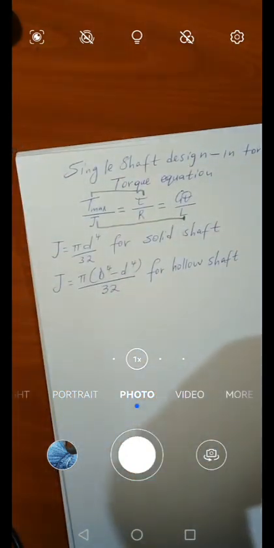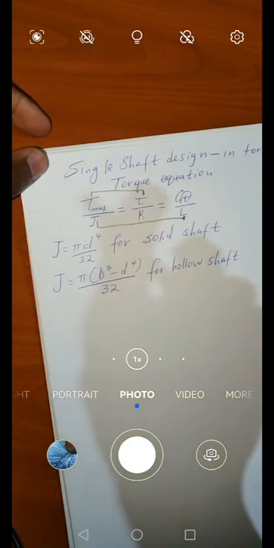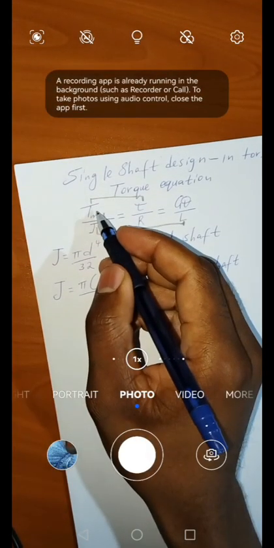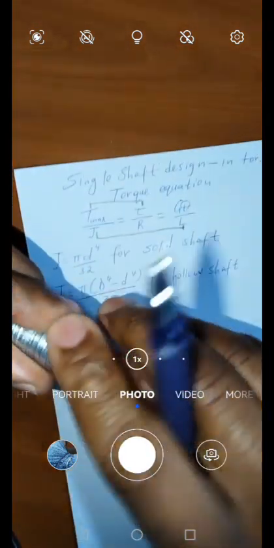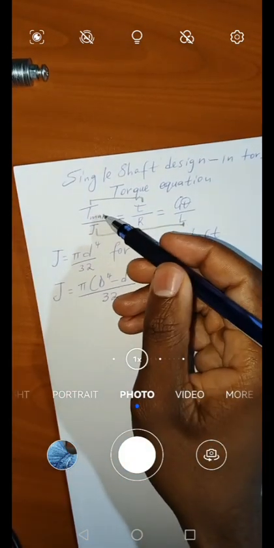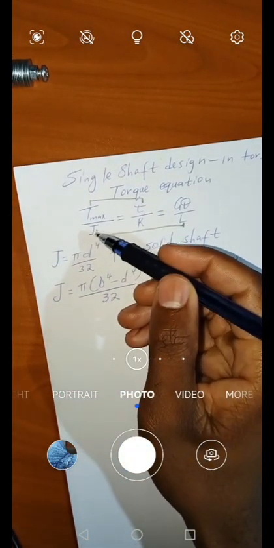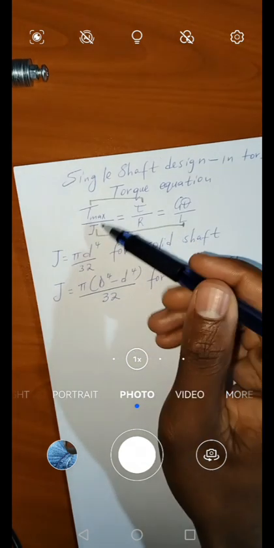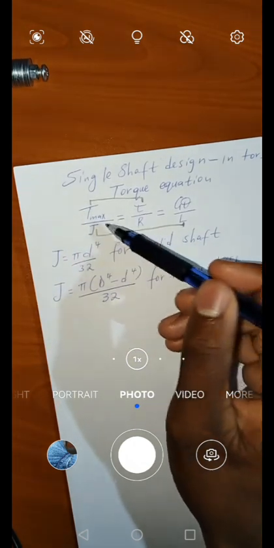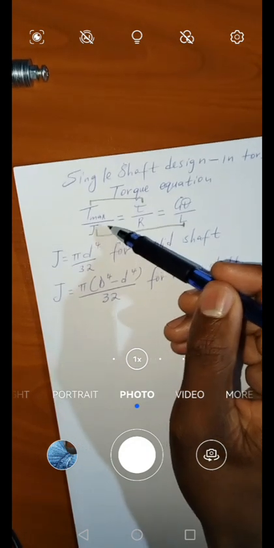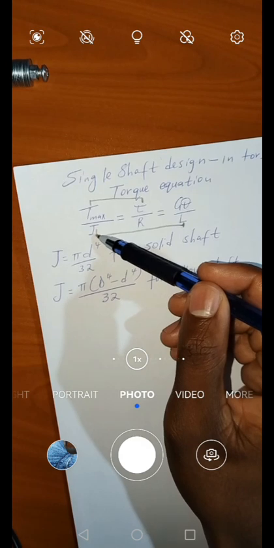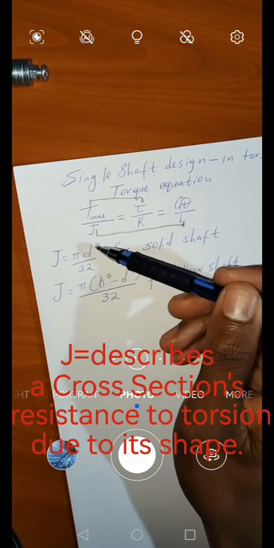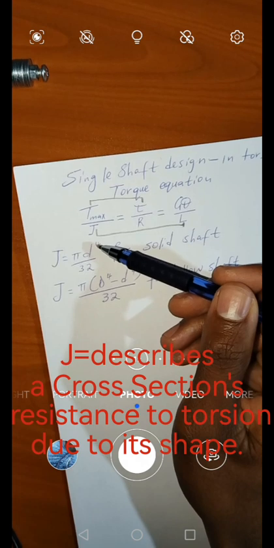Then from there we're going to have a torque. This one stands for torque. That torque is that force, that twisting force. Then you have to use the maximum one here. I will differentiate it from the mean torque. And then there is this one, J. This one is about the resistance. It is the shape's resistance to torsion.